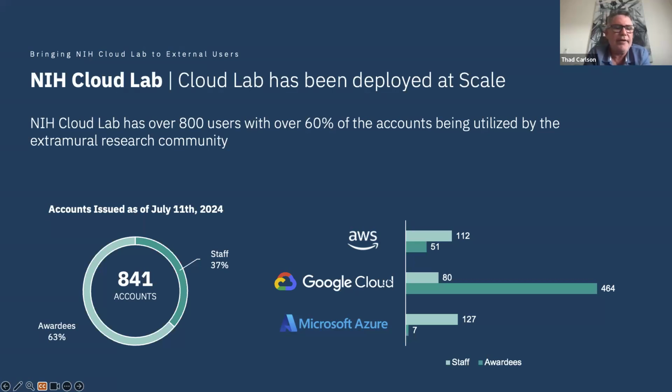So it's been pretty successful across all three platforms. We're actively promoting Cloud Lab through a number of channels. We're working with the CSPs to help them get the word out around Cloud Lab. And we are starting to see it really take hold, with universities developing cloud working groups and communities around cloud and really moving bioinformatics and life science AI to the cloud. We're very encouraged by these results.